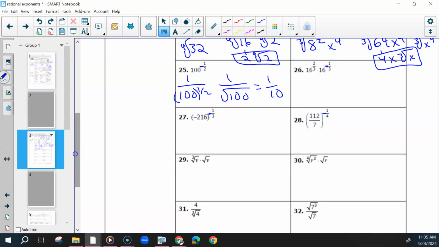So for 26, we have like bases. We're multiplying. We're doing what with the exponents? Adding, but in this case, adding a negative or just subtracting. So that would be 16 to what power? To the 1/3. How would I write that in radical form? The cube root of 16. There we go. And then find a perfect cube that goes into 16.